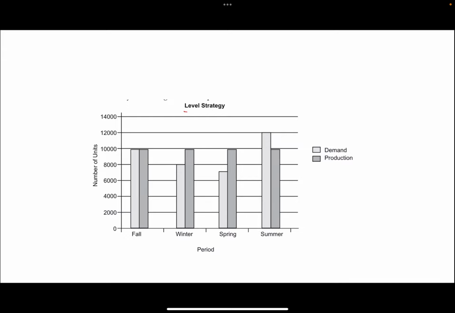So this is the level strategy. You can see that during these seasons you have the same demand and capacity and the same production. And in winter, the demand is lower and the production is higher. In spring also, demand is lower, production is higher. So that means the higher production leads to an inventory.